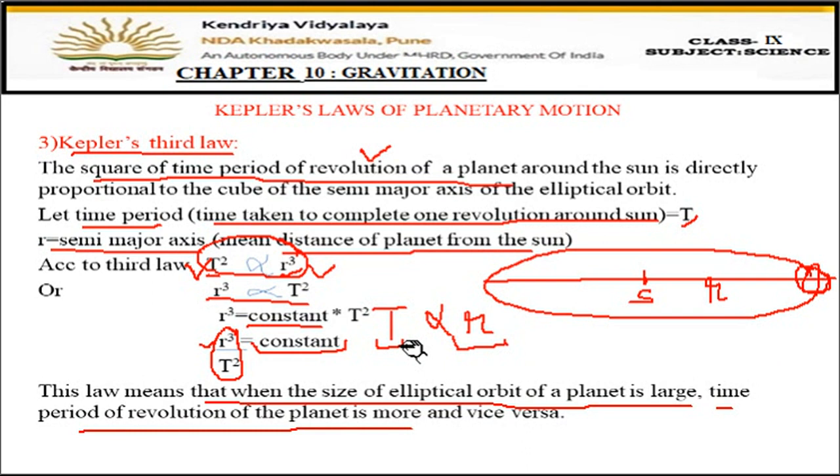So this is Kepler's third law. You have to remember that T² is directly proportional to R³, and T² upon R³ or R³ upon T² is a constant value. Okay, so this is Kepler's third law.